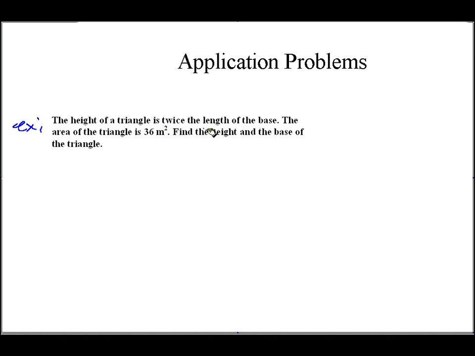It says the height of a triangle is twice the length of the base. The area of the triangle is 36 square meters. Find the height and the base of the triangle. So, pretty standard problem, right? Let's make a quick picture here to see what's happening in the problem. So I have some triangle here, like this.